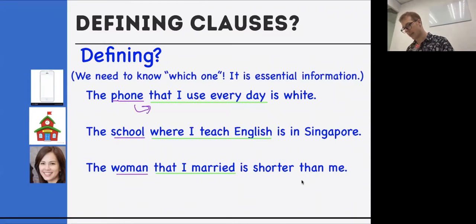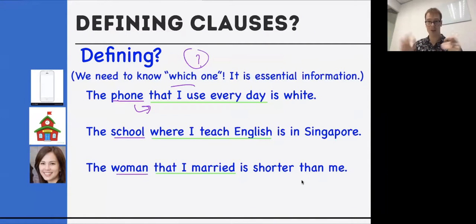I'm giving you that important information. Which phone, right? Which one? The one that is white, right? Or the school, right? There's a lot of schools, but I'm going to say the school where I teach. That's not every school. The school where I teach is, right, the specific one. The school where I teach is in Singapore.